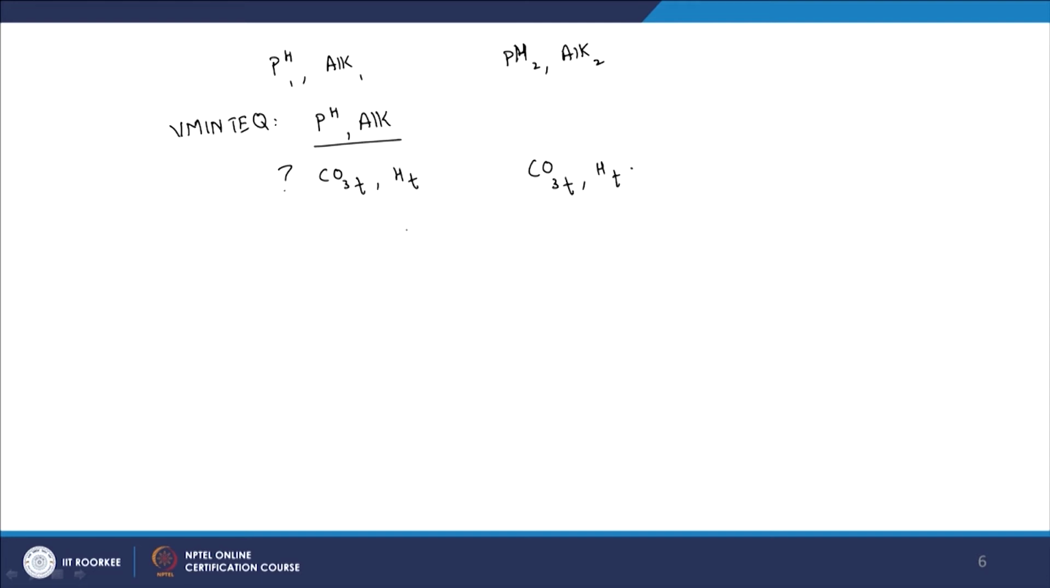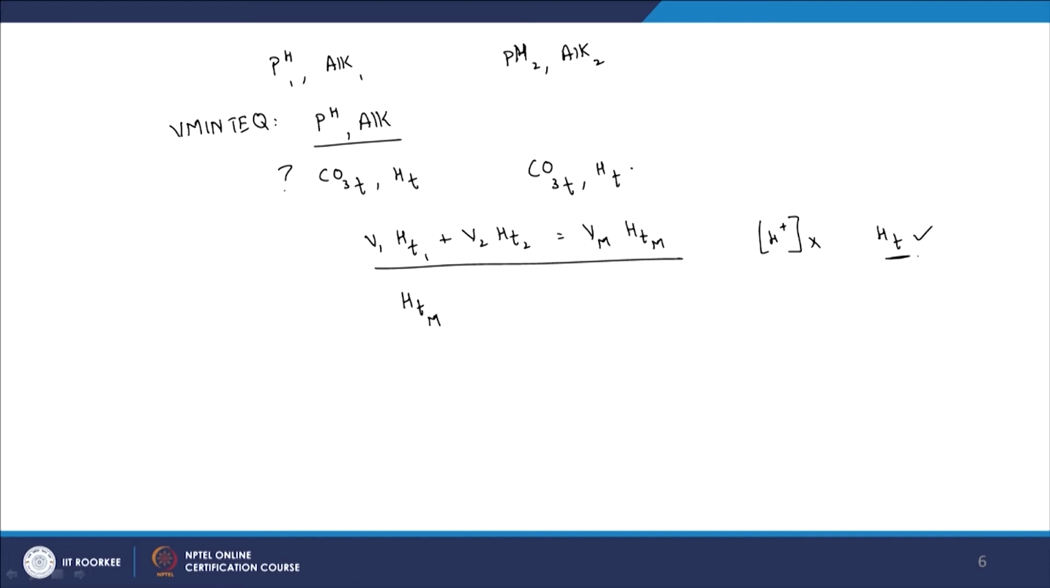So then again what can I do now? H total again is a conservative quantity, so V1 into H total 1 plus V2 into H total 2 is equal to volume of the mixture into H total of the mixture. So from this balance equation we can now calculate H total of the mixture. Unlike H plus concentration, H total is a conservative quantity. H plus is not a conservative quantity, but the total H is, and that is why we applied the relevant component balance here, and we can now calculate H total of the mixture.